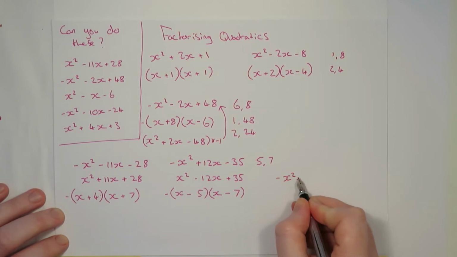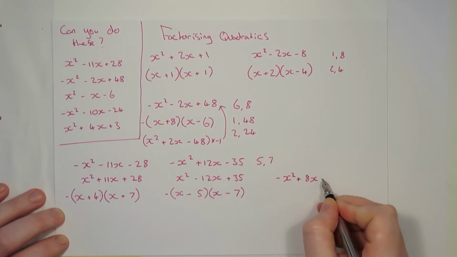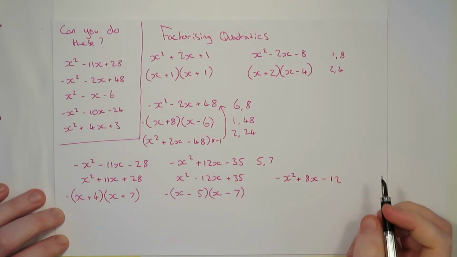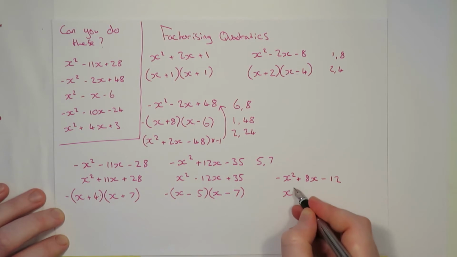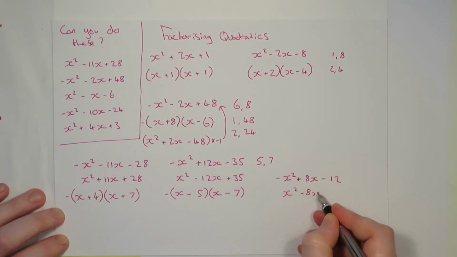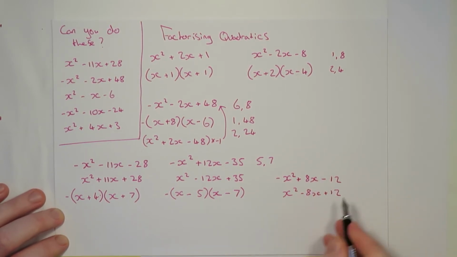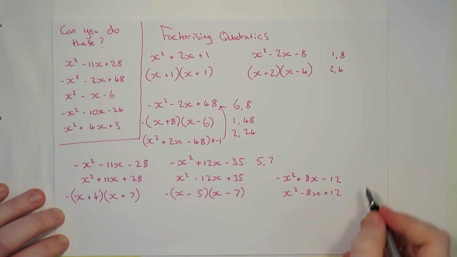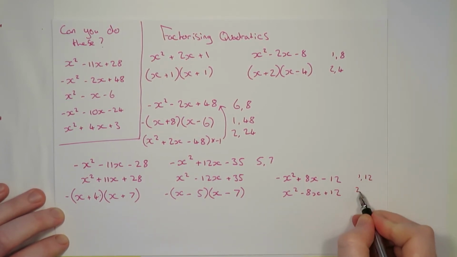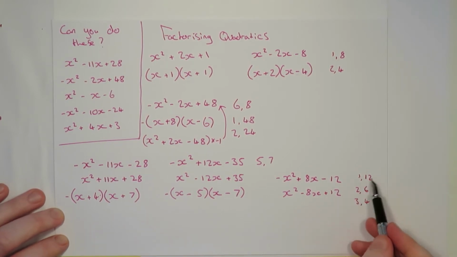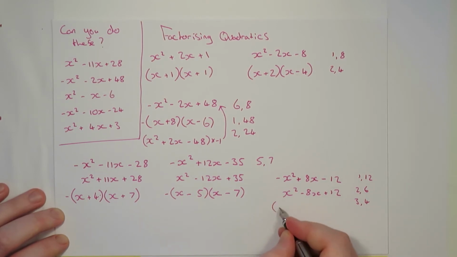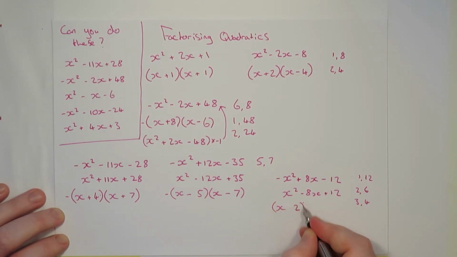Minus x squared plus 8x minus 12. Times everything by minus 1. Okay, factors of 12, 1 and 12, 2 and 6, 3 and 4. 1 and 12 can't make 8, neither can 3 and 4, so the correct solution there is 2 and 6. So x, 2, x, 6.